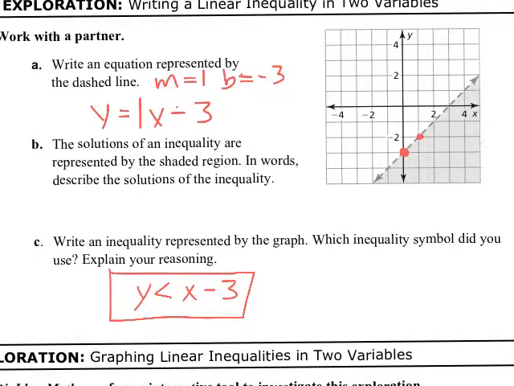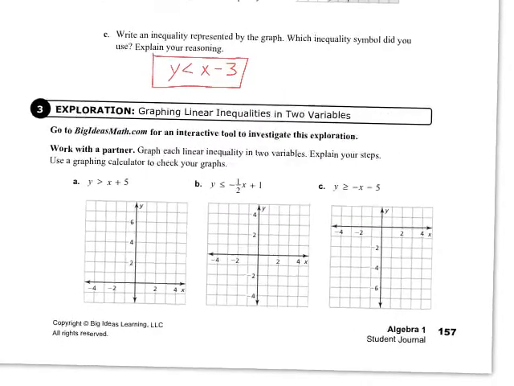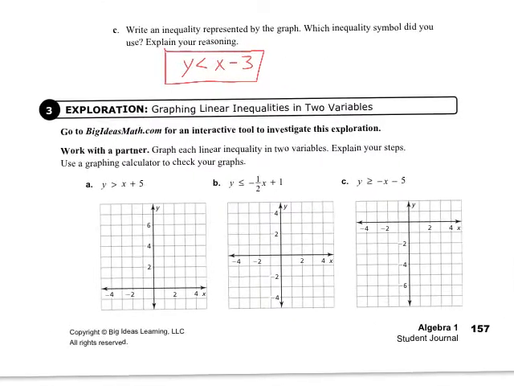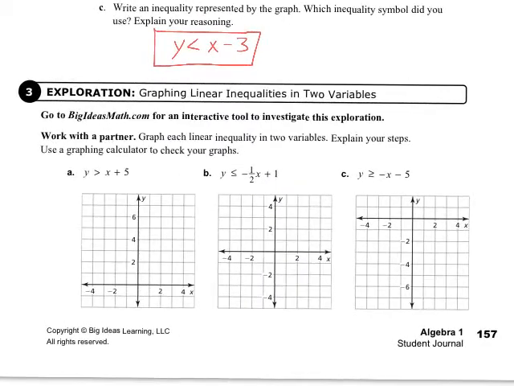I graph the lines the same exact way. It's just there's going to be either a dotted or a solid line, and there's going to be a shaded region based on the inequality sign that's given. So arming yourself with that information, I want you to try exploration 3 down at the bottom of the page. You're going to try to graph these linear inequalities.